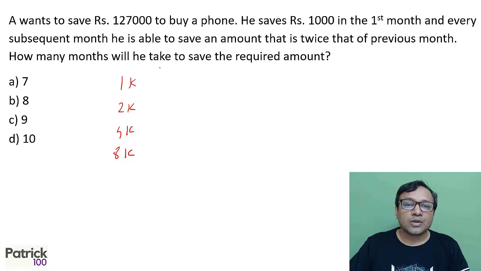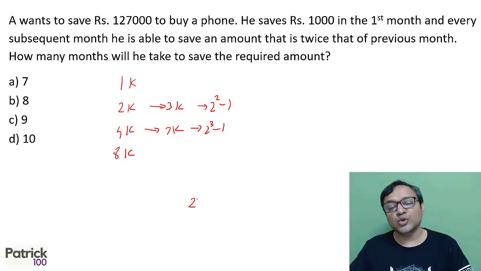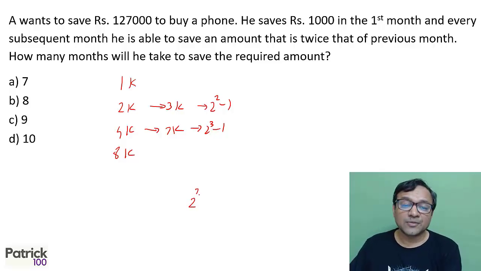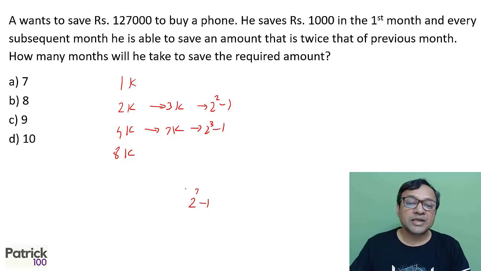So in 2 months he will save 3,000 if you look at it. 3 months he will save 7,000. It's like a GP anyway. So if you look at this, this is 2 square minus 1, this is 2 cube minus 1. So 2 months he saves 2 square minus 1, 3 months he saves 2 cube minus 1. 127 is 2 raised to 7 minus 1. So that means it will take 7 months for him to save. So 127 is nothing but 2 raised to 7 minus 1.